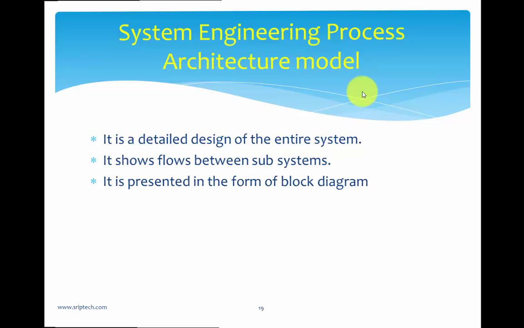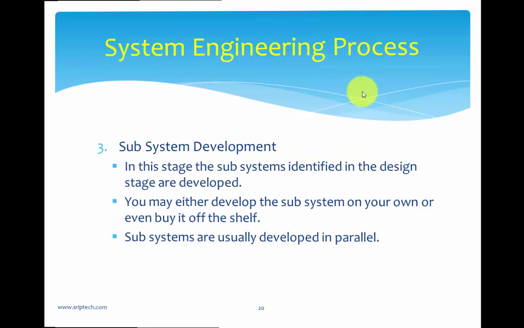So an architectural model cannot be understood by everybody. It can be understood only by people who have some knowledge of how to read an architectural model, but a system model can be understood by any layman. That means even a customer can understand what a system model is and what the functions of the various subsystems are. Okay.